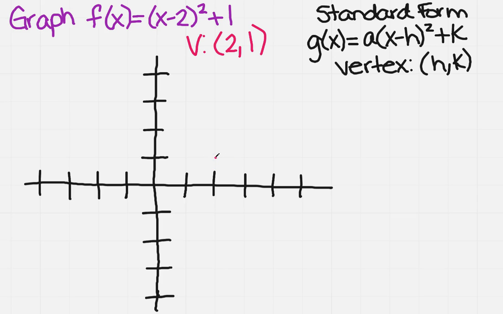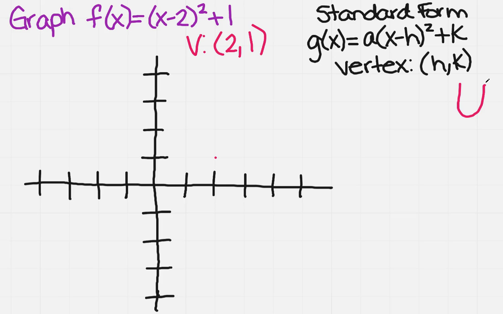Now remember, the other thing that makes this really nice and somewhat easy to do is we know that because the coefficient in front of the x minus 2 squared term is a positive 1, it's going to open up. And when I say opens up, it looks like this. It's going to open up. It's going to look like a U.